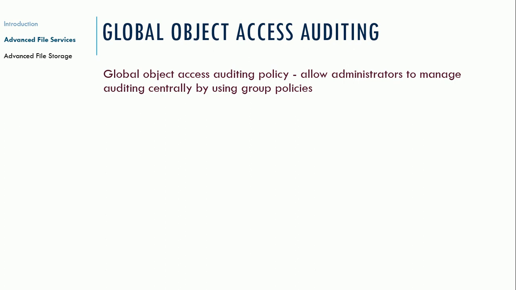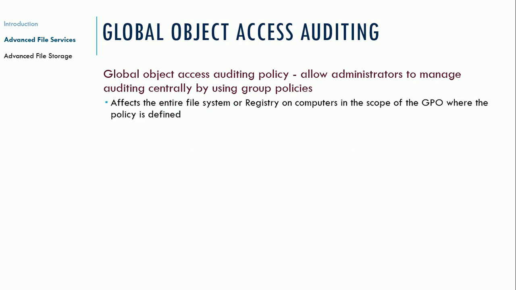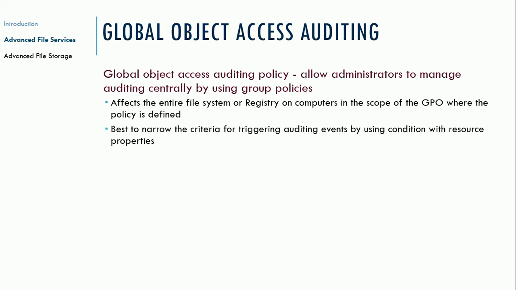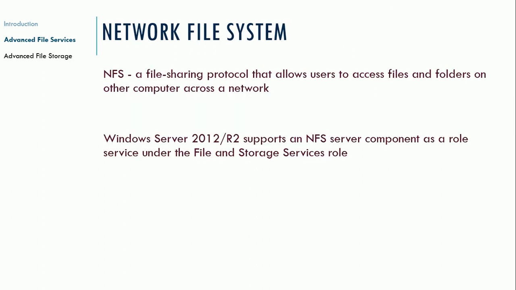So global object access auditing allows the administrator to manage auditing centrally by using group policies. So it affects the entire file system and the registry on computers in the scope of the GPO where the policy is defined. You can narrow the criteria for triggering audit events by using a condition with resource properties, again, which can tie back to file classification.